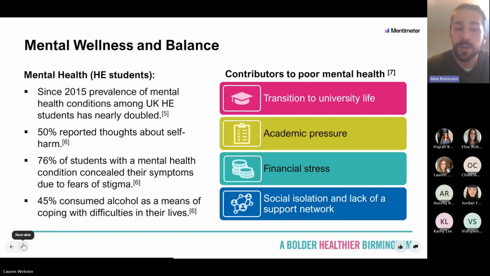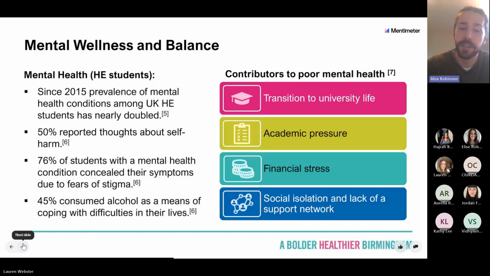A large-scale study of 37,544 UK higher education students investigated the prevalence of student mental illness within UK universities. That was in 2018. And there's lots of findings from this, but some of the main ones included 54% of students reporting thoughts about self-harm. 10% of these reported having these thoughts regularly or often. 76% of students with a mental health condition concealed their symptoms due to fear of stigmatization within university. And 45% reported consuming alcohol as a means of coping with difficulties in their life. There are lots more findings from that survey as well.